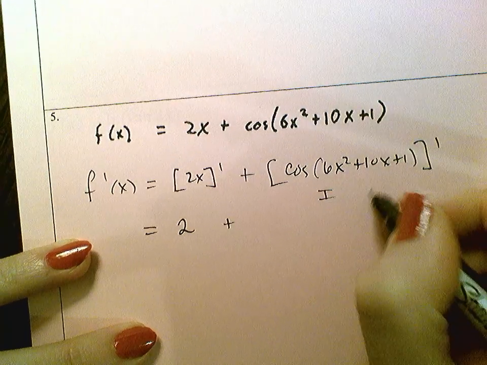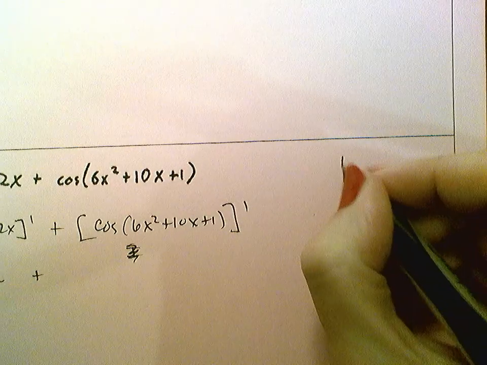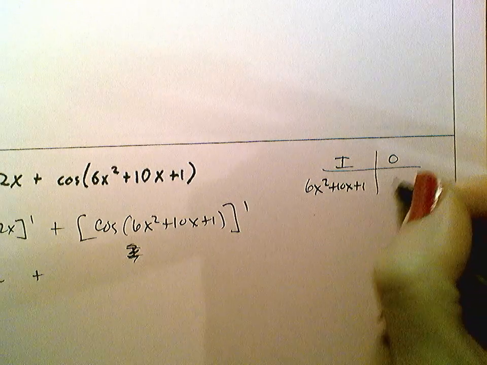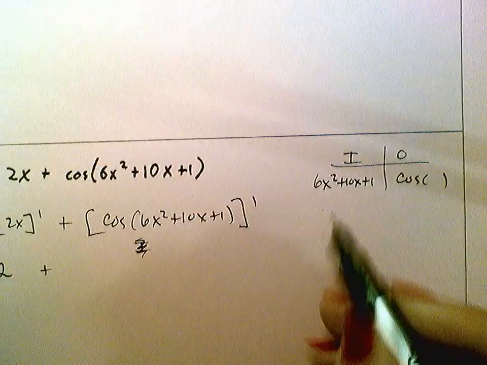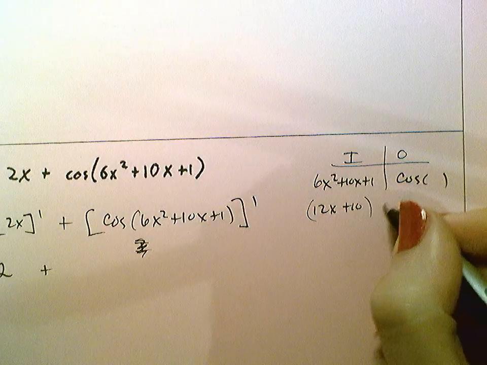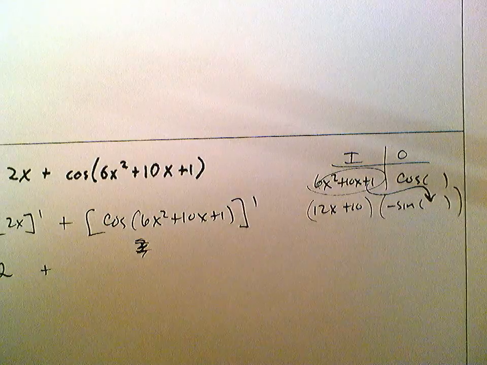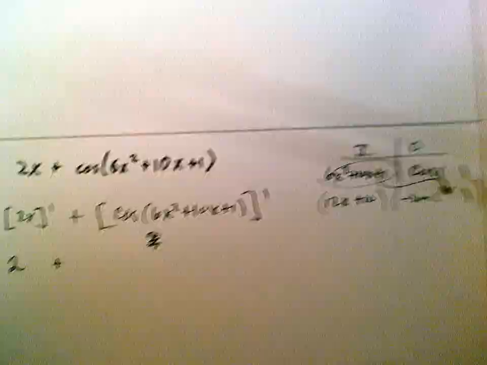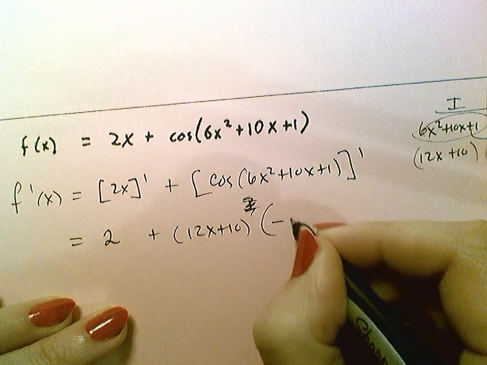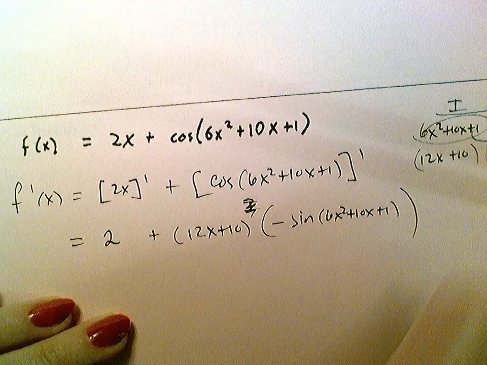Plus, for this one, I'll do it off to the side. For this one, you need chain rule. So off to the side, I'll go inside, outside. Inside is 6x squared plus 10x plus 1, cosine of blank. The derivative of the inside function is 12x plus 10. And the derivative of cosine is negative sine. And then you just have to take what used to be inside and plug it back in. So this is going to be 12x plus 10 times negative sine of 6x squared plus 10x plus 1.